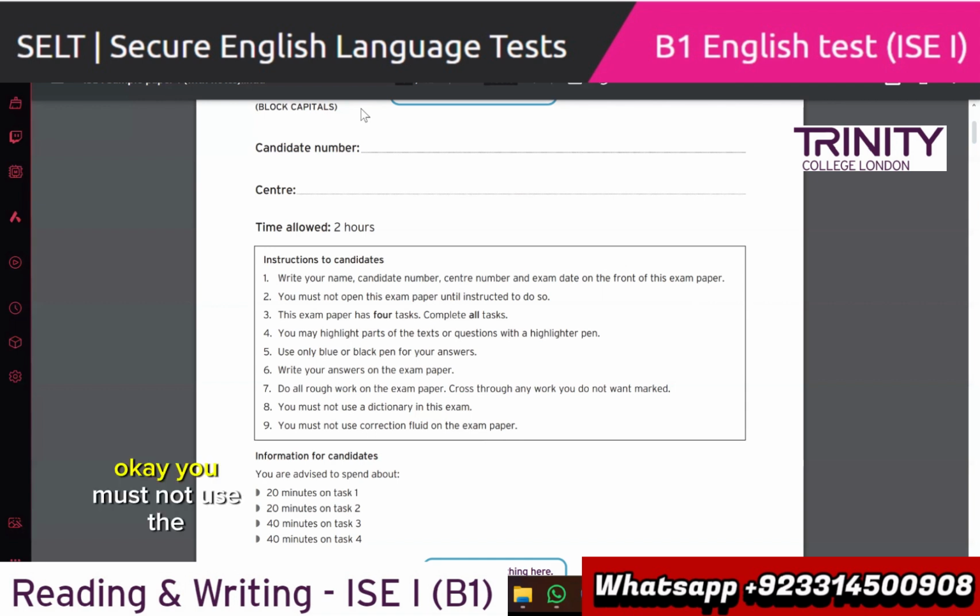Okay. You must not use the dictionary in this exam. You must not use correction fluid on the exam paper. What does that mean, the 9th point? Don't use any corrector or remover. We call it a remover. Because you will get a blue pen and a black pen and a highlighter. You will not get any pencils, erasers, or sharpeners.